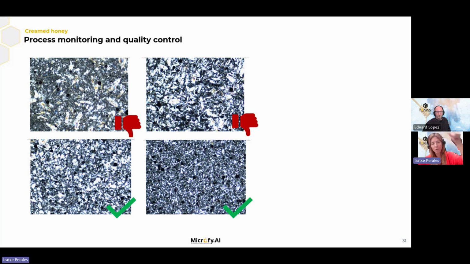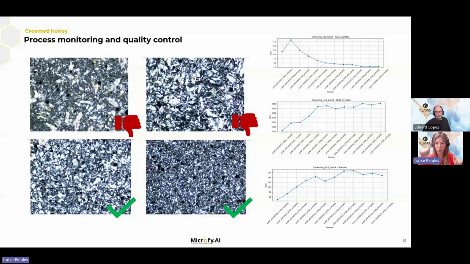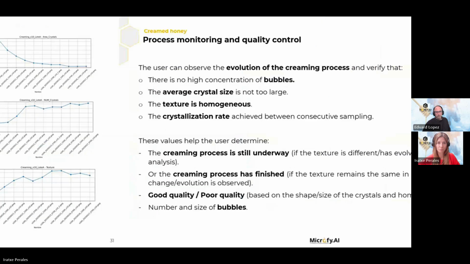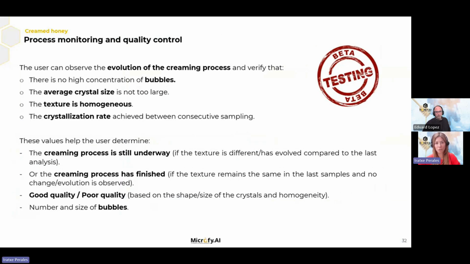The two in the upper part, you can feel the crystals in your mouth. The two that are below, you cannot feel anything. They are super good, super smooth. So with our microscope, you can check that. And also during the evolution, you can check how the cream honey evolves. Okay, you have all the information here. So it helps you with the average crystal size, bubbles, texture, crystallization rate, how fast it is crystallizing. So it is a good tool if you are doing creamed honey.